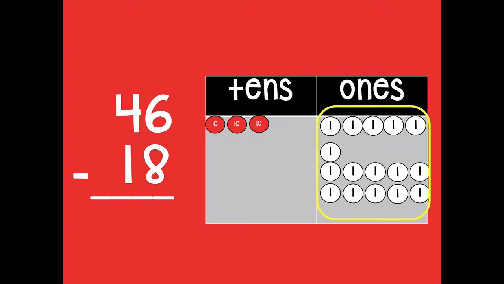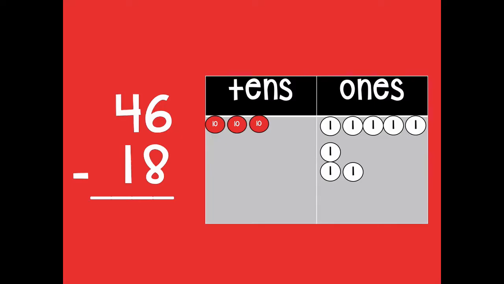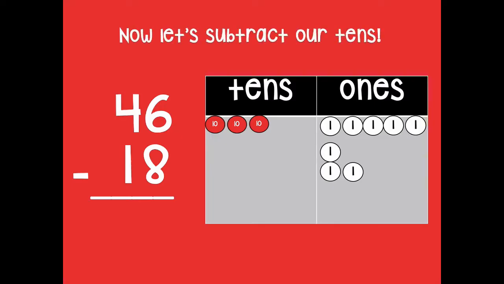Do we have enough now? Yeah, we sure do. We have plenty of 1s now. So now I'm able to subtract 8. So bye-bye, 8. All right, now let's subtract our 10s. Okay, so I have 3 10s left over now because I decomposed that other 10. So now if I take away 1 10, right, because that's what's coming over here. So I'm going to take away 1 10.